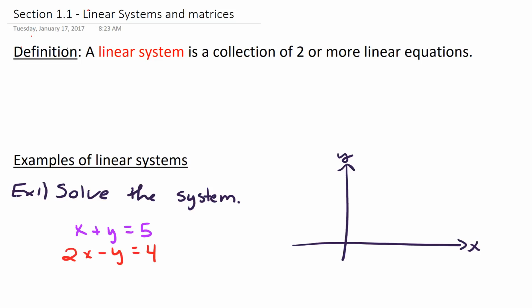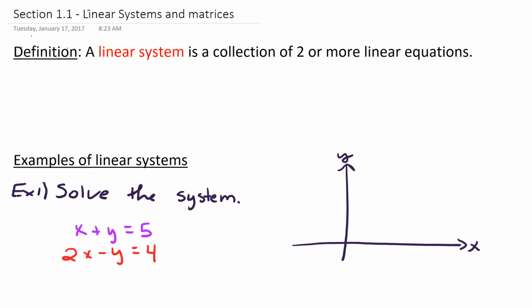Hello, in this video we're going to look at linear systems and matrices. So let's begin with the definition. A linear system is a collection of two or more linear equations. So I'm going to give you an example of something that's not a linear system, and then we'll go ahead and look at examples of linear systems.